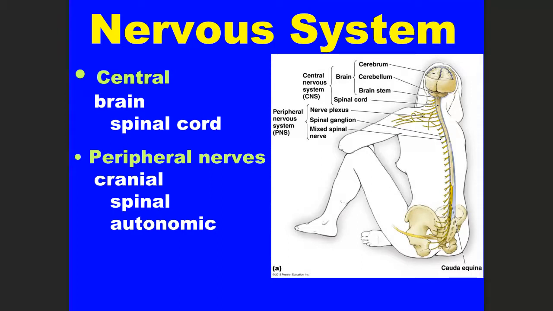Some of this you might remember from your A&P1, but your nervous system is basically divided up into central nervous system and peripheral nervous system. The central nervous system primarily includes the brain and the spinal cord, and the peripheral nervous system includes everything else that's outside of the brain and spinal cord. So it includes all those sensory nerves and motor nerves and that kind of thing. Anything outside of the brain and spinal cord would be part of the peripheral nervous system.